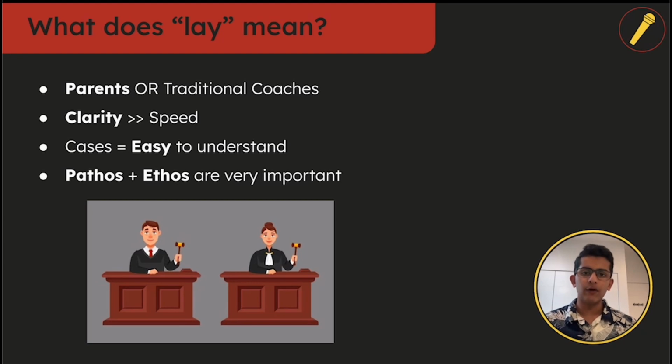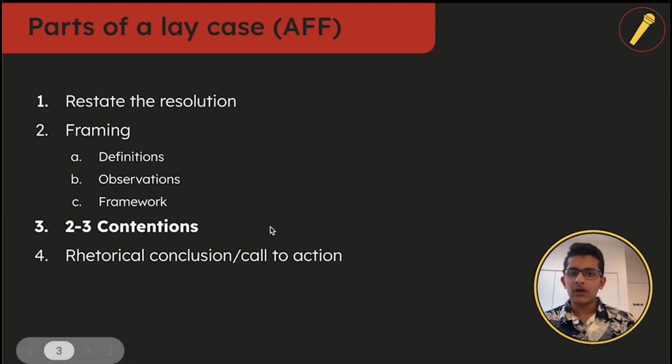Thirdly, we want to focus especially on ethos and pathos. Pathos means appeal to emotions, and ethos means appeal to credibility. So that means tailoring our language to be very emotional, rhetorical, and making sure to establish the credibility of our evidence a lot more. Let's now go over a quick overview of what a case has within it.